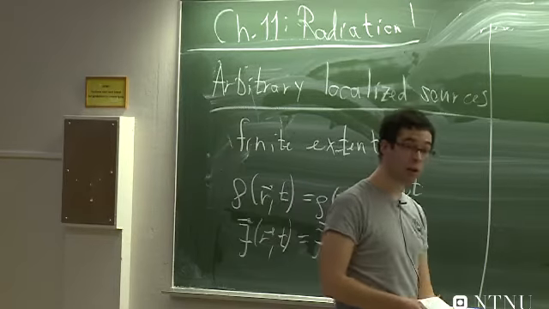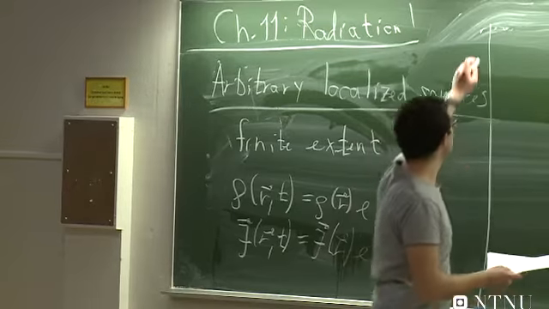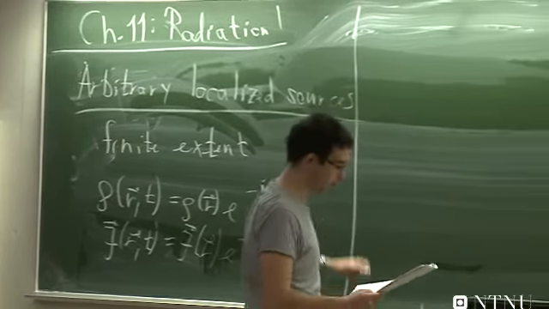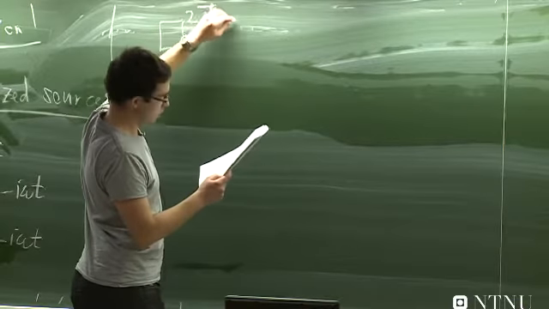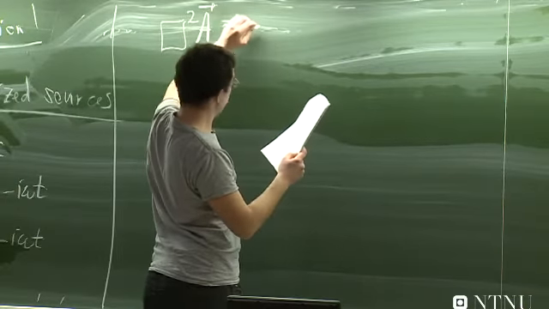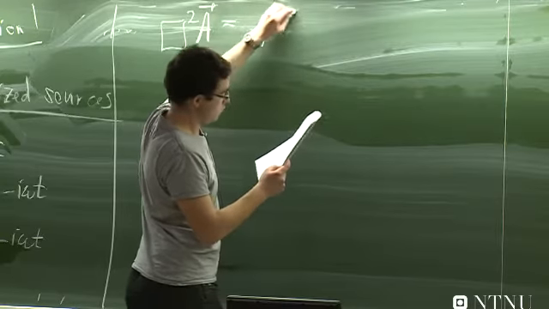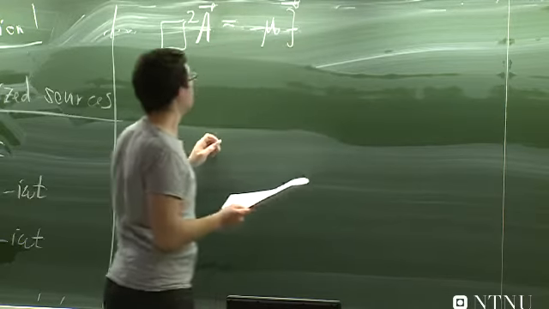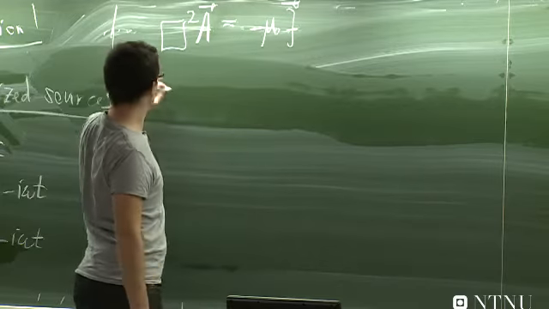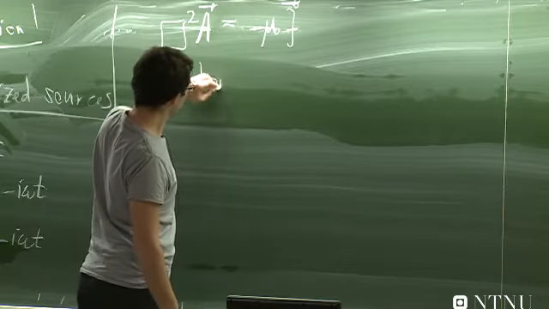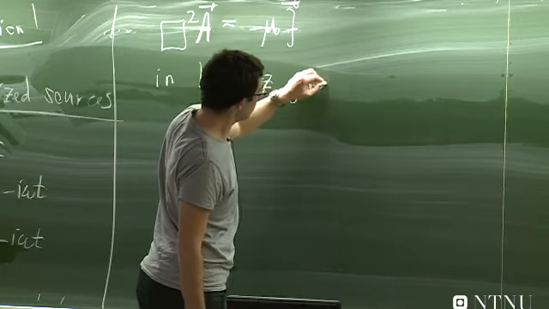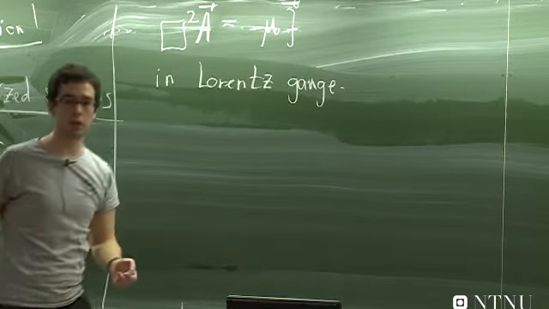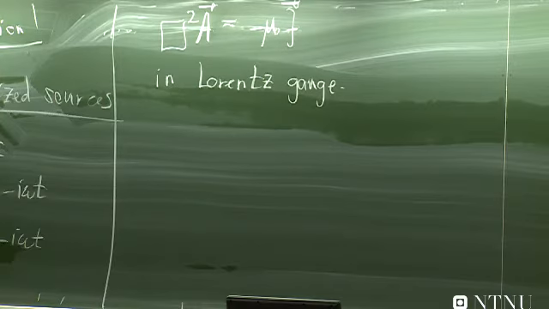So let's recall the equation for the vector potential, which is what I'm going to be using now, in the Lorentz gauge. It's simply minus mu naught times j, and that's in the Lorentz gauge. And the Lorentz gauge was essentially the gauge we chose to decouple the scalar and the vector potential equations.